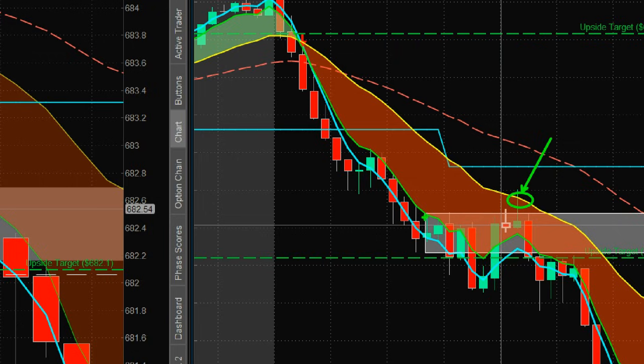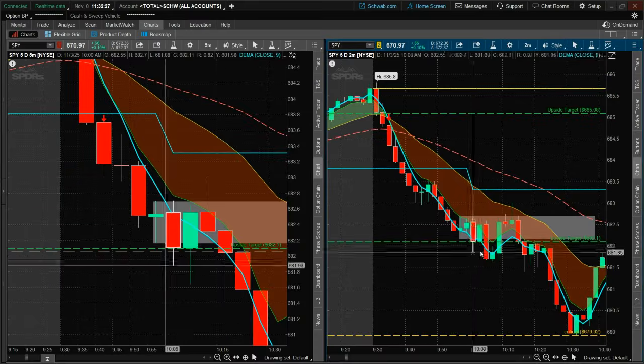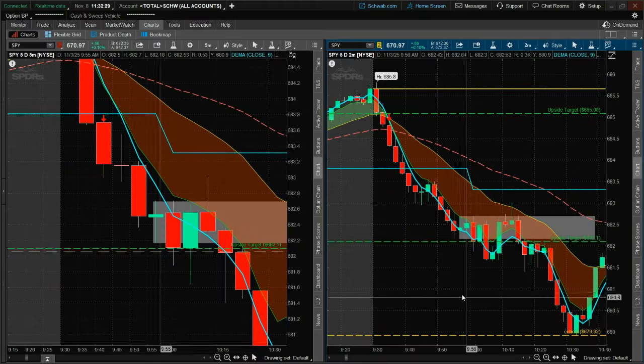Another thing that made me happy about this short play right here was the fact that we couldn't close outside this area of value. We wicked outside of it here. We wicked right here. But we couldn't close outside the box. So the box was valid. Great short play to the downside.